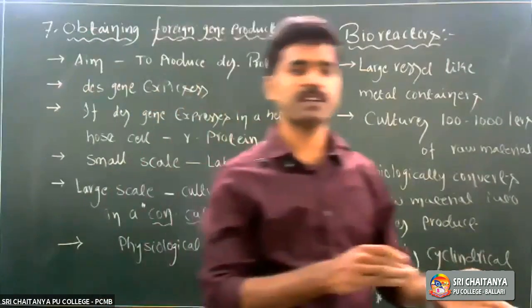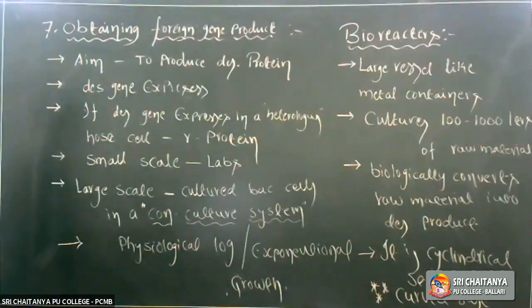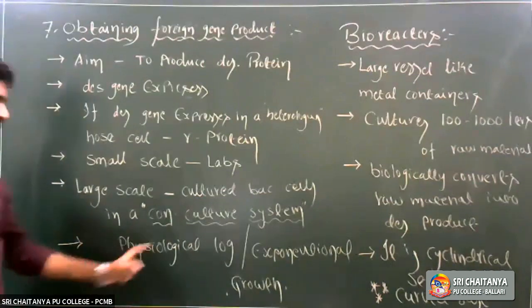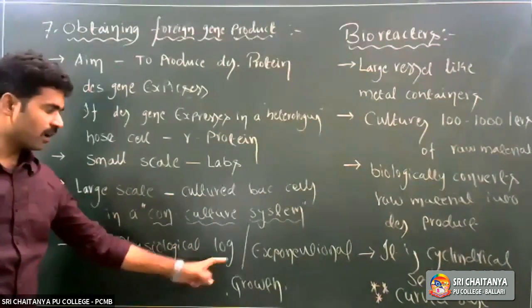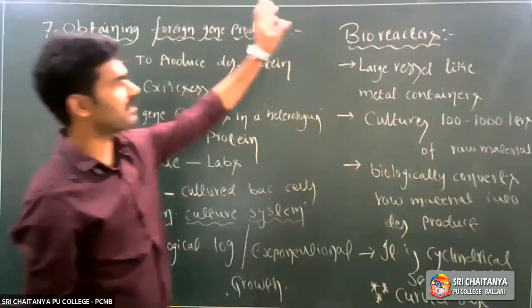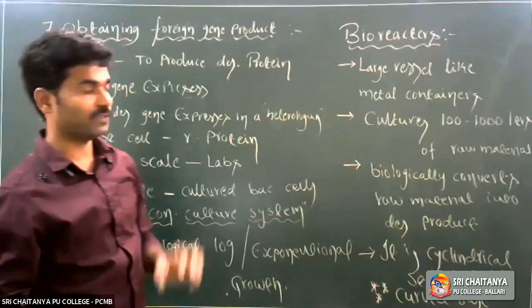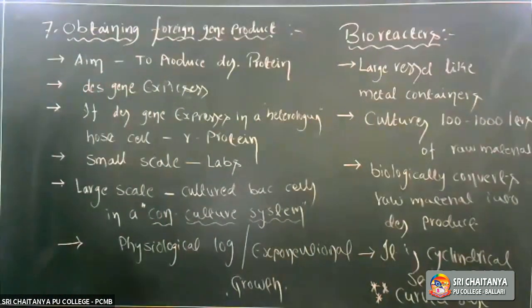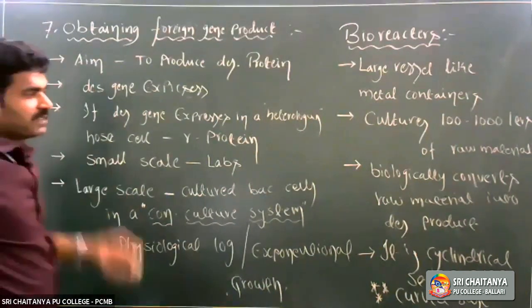where we add fresh medium and remove used medium, so that we maintain cells physiologically active in log or exponential growth, right? So for culturing bacterial cells, we are using bioreactors. What are bioreactors? These are large vessel-like metal containers. They help in culturing 100 to 1000 liters of culture, right? And what will happen in bioreactors?